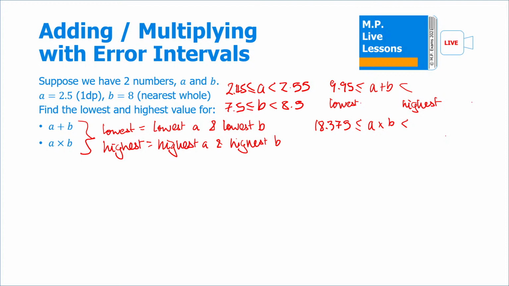So for the highest values, you'll have the highest value for A and the highest value of B. So for example, if you add them together, you'd have the highest value of A, which is 2.55, and then you add on the highest value for B, 8.5, and you get 11.05. Something similar happens with multiplying. To get the largest possible value when you multiply the two numbers, you'll have the highest value for A and multiply it with the highest value for B from your bounds.